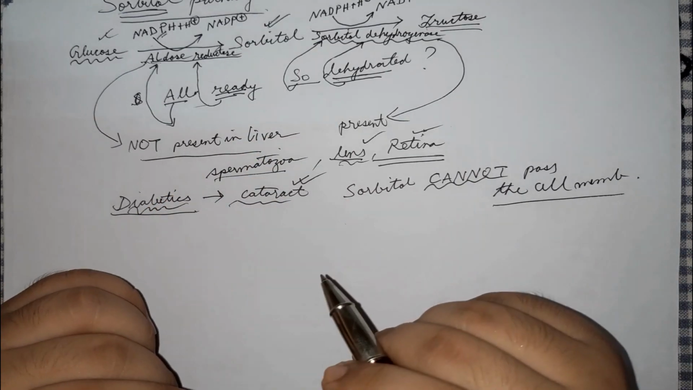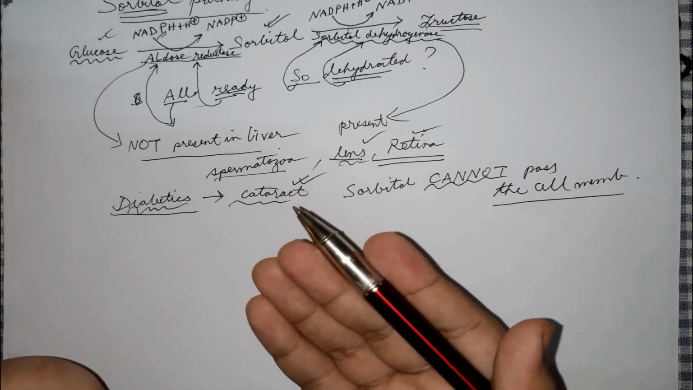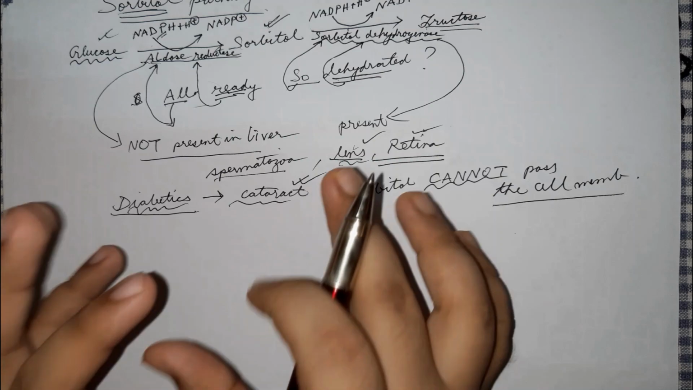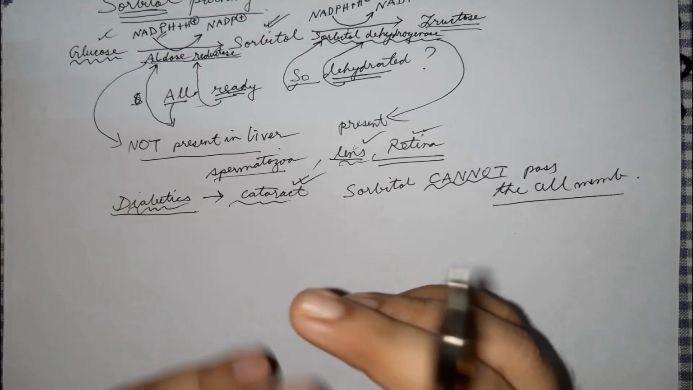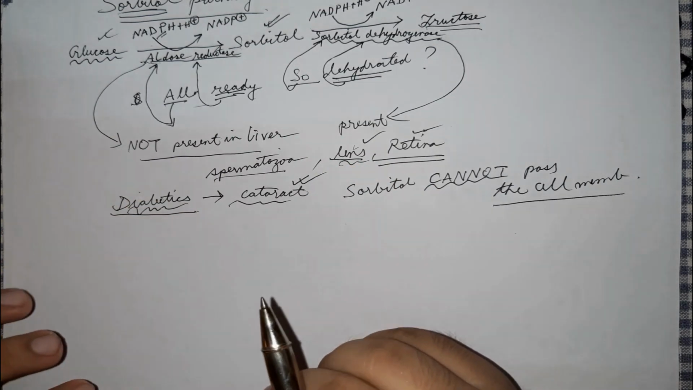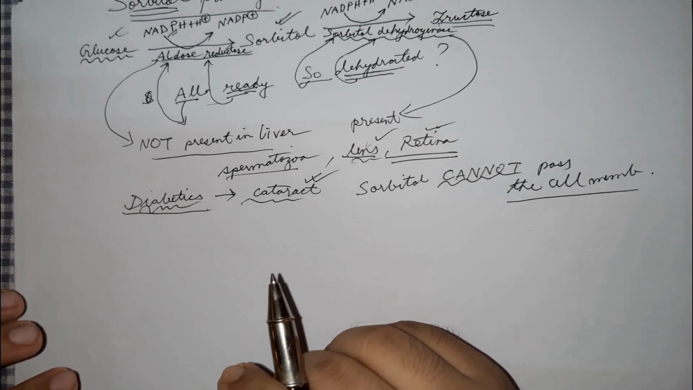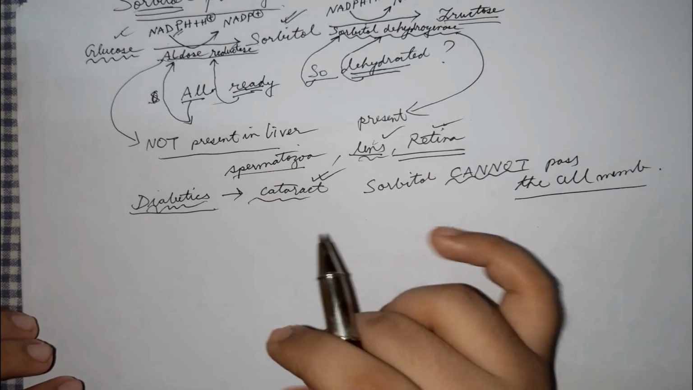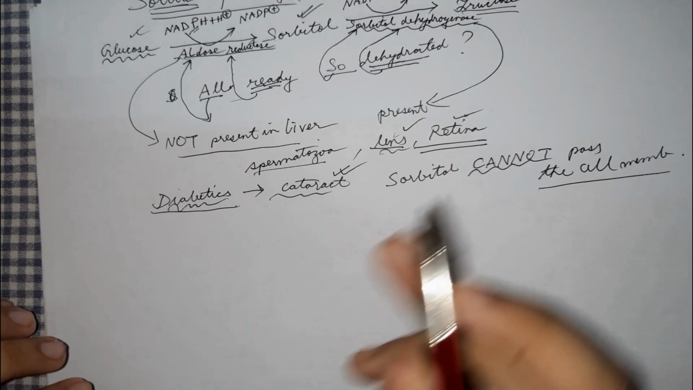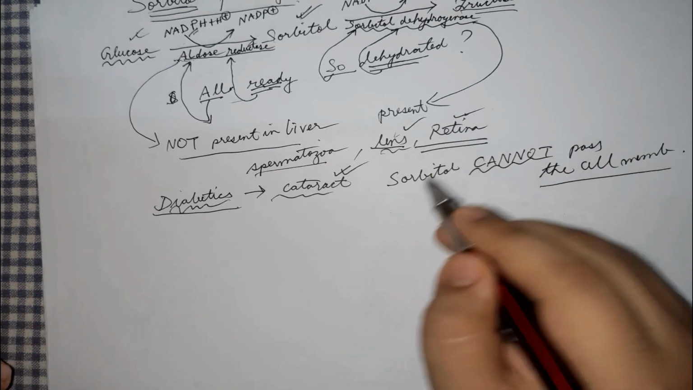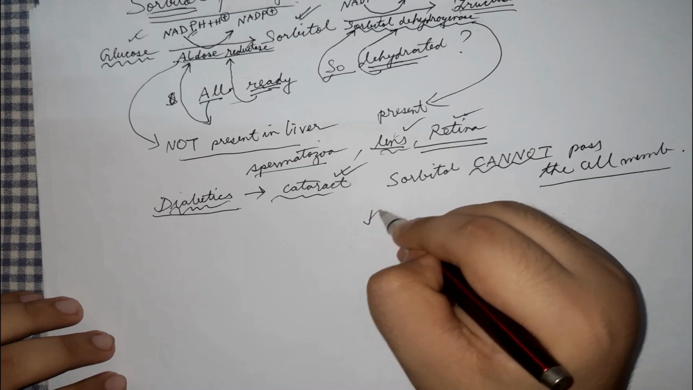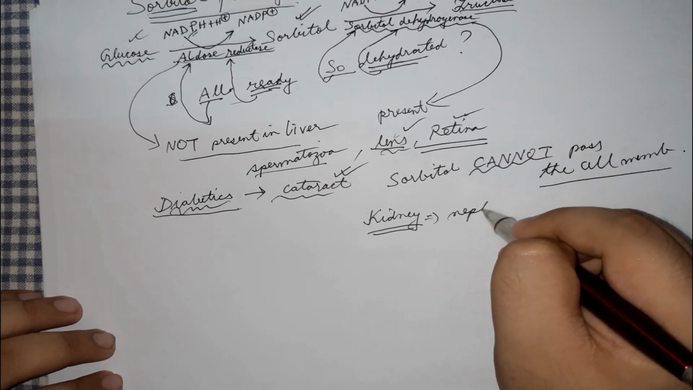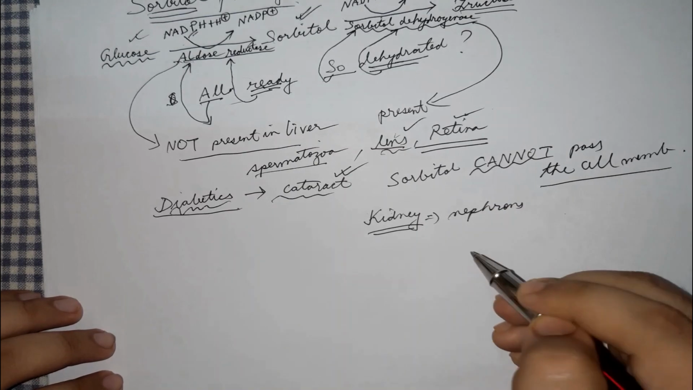Where will it start accumulating? Obviously in the places where it is being formed in the first place. Where is it being formed? Lens, retina. So in the lens or retina, the excess sorbitol will start accumulating, hence leading to eye problems like cataract or glaucoma. Also, sorbitol accumulates not only in the retina but also in the kidney, in the nephrons.